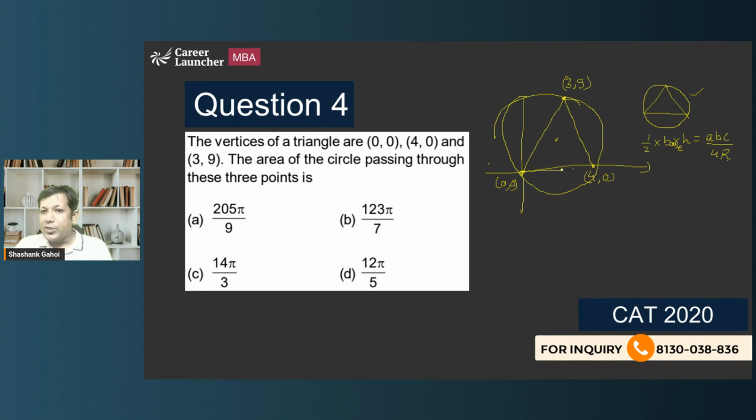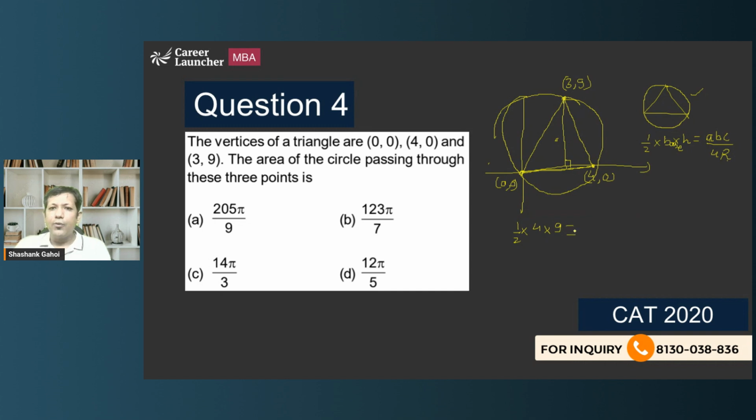So what is the area of this triangle? This base is 4. Okay. So half into base into height. What is the height? Height is going to be directly 9. It is visible, what is the height from this point to this line? That is directly 9. So I know the area of this triangle is this.